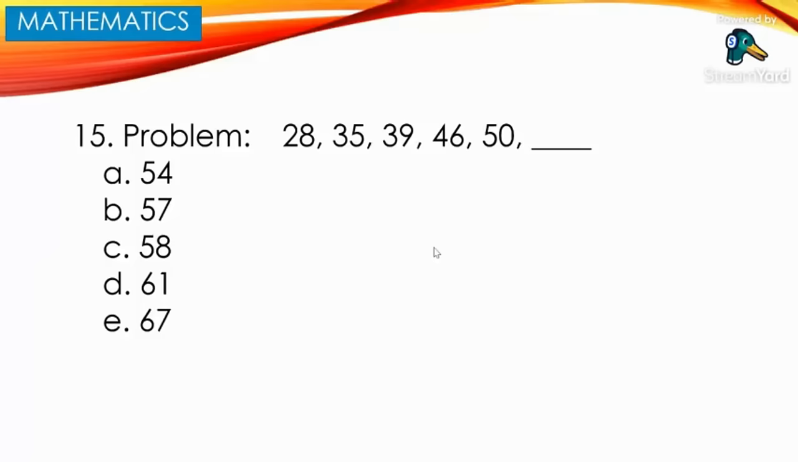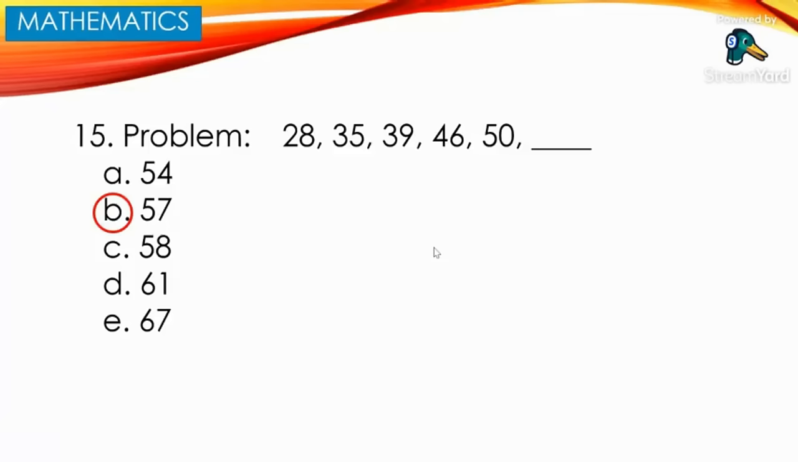Okay, for number 15. You answered B, which is 57. So the pattern for this is, you got the correct answer letter B. The pattern for this is +7 and then -4. So +7, -4, +7, -4, +7, -4. Okay, so the correct answer is letter B.